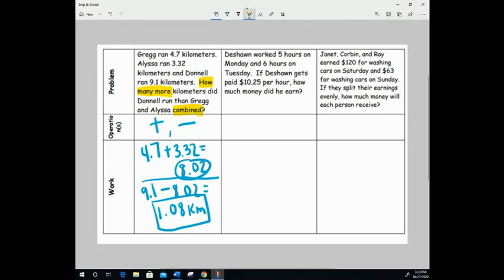Looking at our next problem, we have Deshaun worked 5 hours on Monday and 6 hours on Tuesday. If Deshaun gets paid $10.25 per hour, how much money did he earn? This "per hour" piece is really sticking out to me. He gets $10.25 per hour, but he didn't just work 1 hour. He worked 5 hours one day and 6 hours on another day. So we need to figure out how many hours he worked in all, so we're going to add first. I'm going to add 5 hours plus 6 hours, and we get a total of 11 hours.